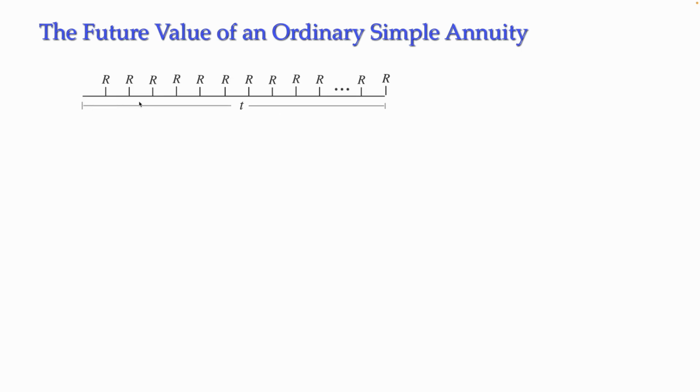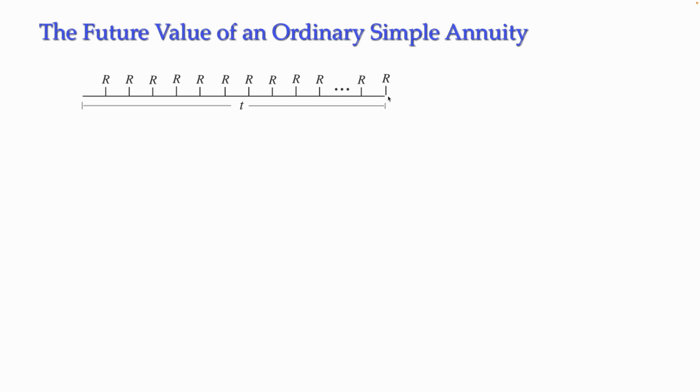Because in this video we are focusing on ordinary simple annuity, we are going to see how to compute the future value of an ordinary simple annuity. But let's speak first about what the future value is. Assume that we have an annuity, so we have a series of payments of equal size made at regular intervals of time. And we know how many payments. We know that there are n payments in this annuity.